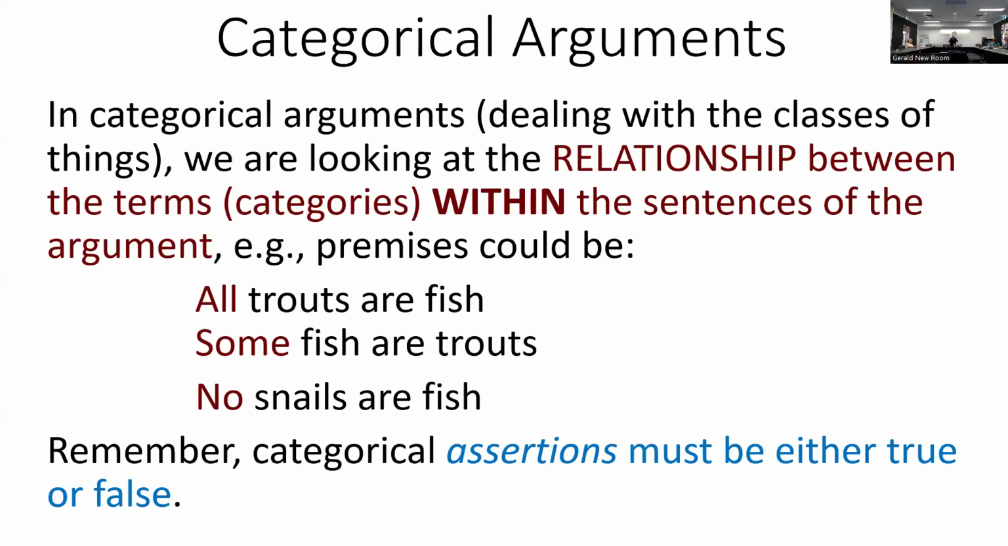So in categorical arguments, we are dealing with classes of things and we are looking at the relationship between terms, and between terms within the sentence of the argument. So we have premises: all trouts are fish. Some fish are trouts. No snails are fish. They are all dealing with categories. And remember, a categorical assertion must be true or false. So we are only dealing with those assertions which we can say are true or false.